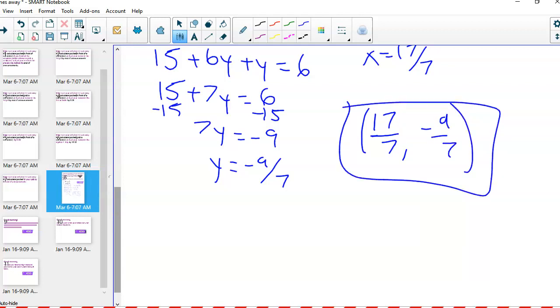No, the decimal is right. If you did decimal, that's fine too. So make sure you have this answer for number 3. And then pass up your answer sheets.